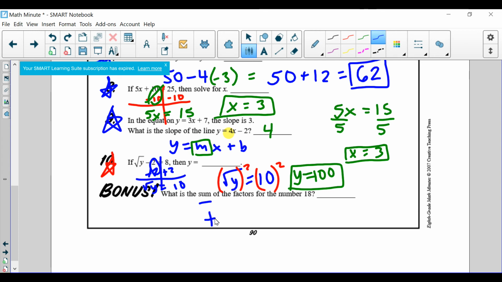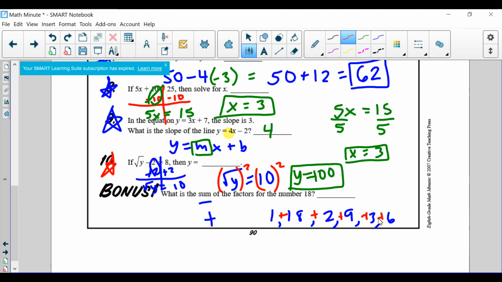So let's go ahead and do this. We know 1 and 18 multiply to 18. We know 2 and 9 multiply to 18. We know 3 and 6 multiply to 18. Does anything else multiply to 18? Nope, just those.